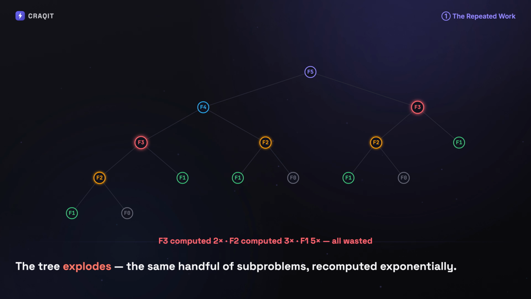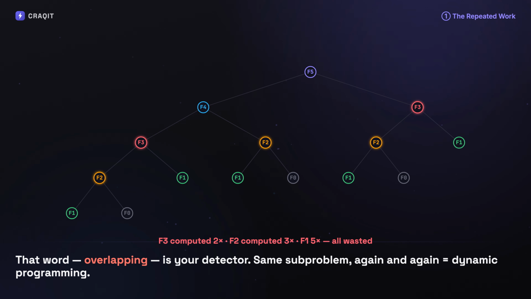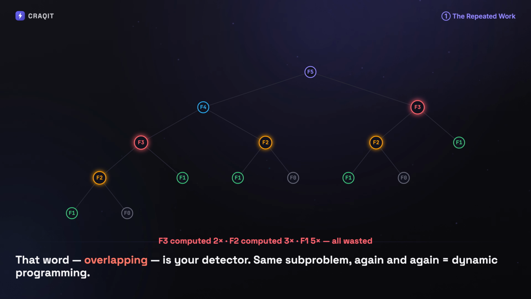That is the entire villain of the story. The technical name is overlapping subproblems. The recursion keeps asking the same question and paying full price for the answer every single time. And that word, overlapping, is your detector. Anytime a brute force recursion solves the same smaller problem again and again, you are looking at a dynamic programming problem, and the exponential blow-up is pure waste because the answer never changes. Fib of 3 is always 2, so don't compute it twice. That's it. That's the whole idea. Everything else is just how you avoid the repeat.